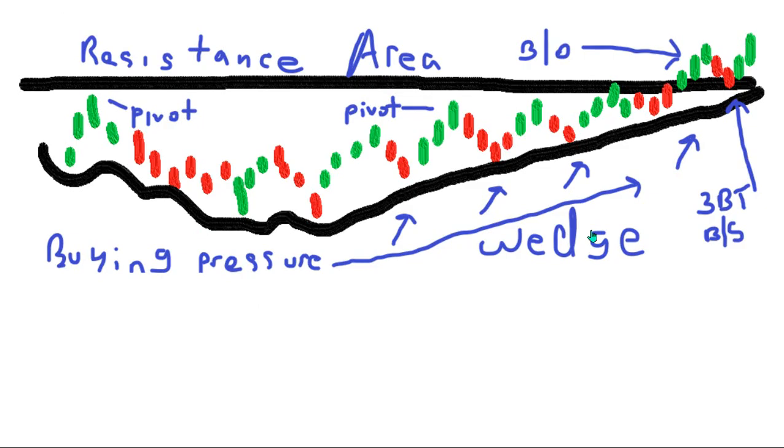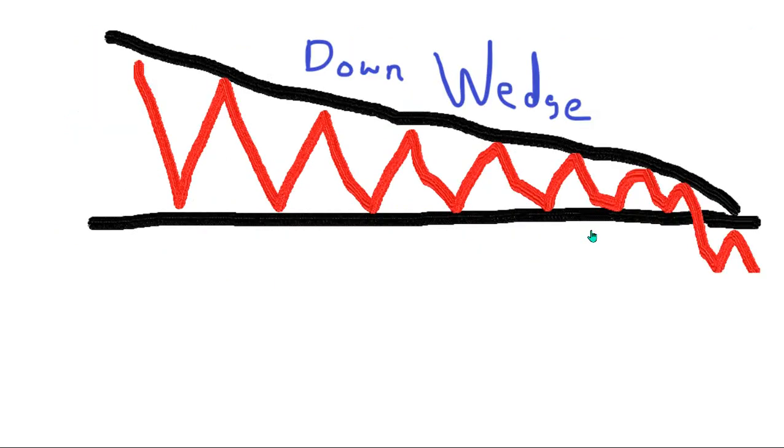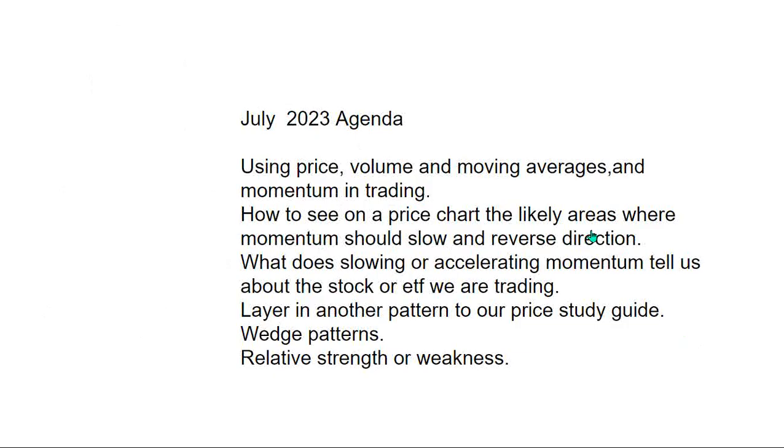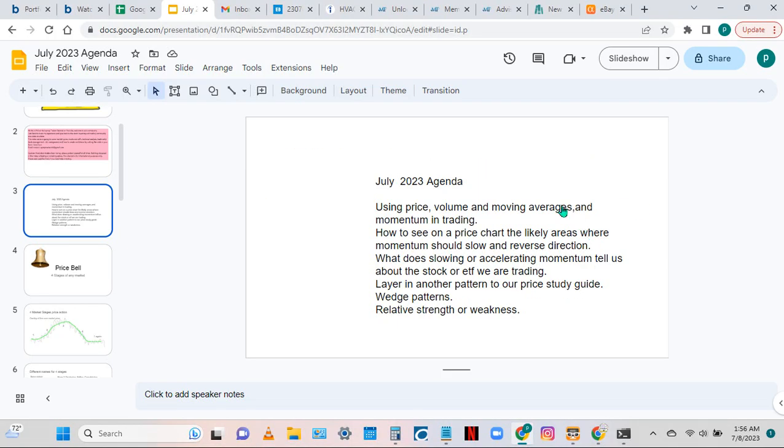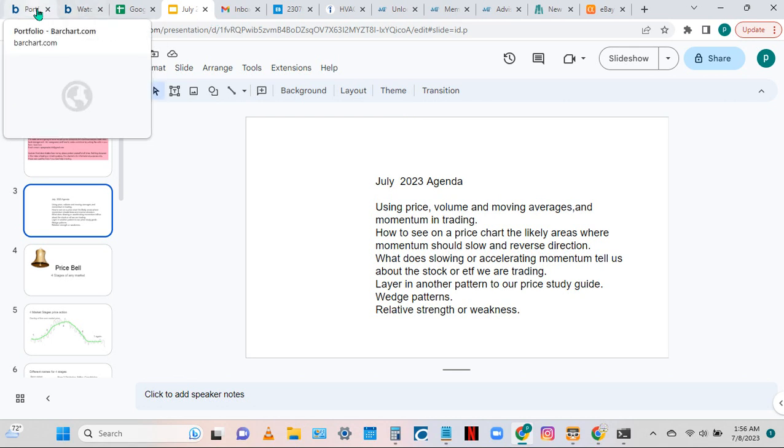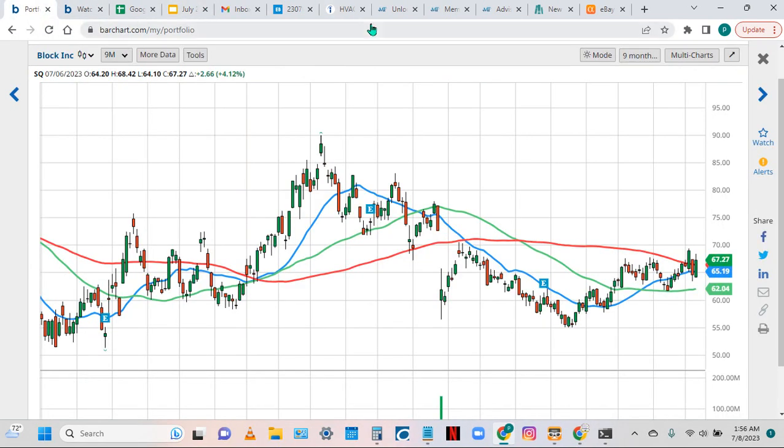So that is it for the slides for this month. Now let's go to some real charts. And we'll try to stick to our agenda, which is there. So we're going to use, again, price, volume, and moving averages and momentum. So let's get on with the momentum discussions and a little bit about relative strength and relative weakness.